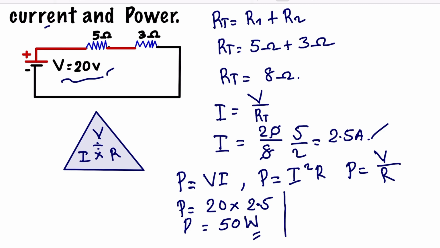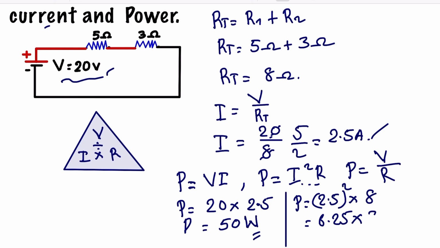We can also check other formulas. For example, if I'm using I squared R, we are going to have 2.5 squared times R. R is the total resistance, which is 8. 2.5 squared means 2.5 times 2.5, which gives us 6.25. Then 6.25 times 8 will also give us 50 watts for the power.